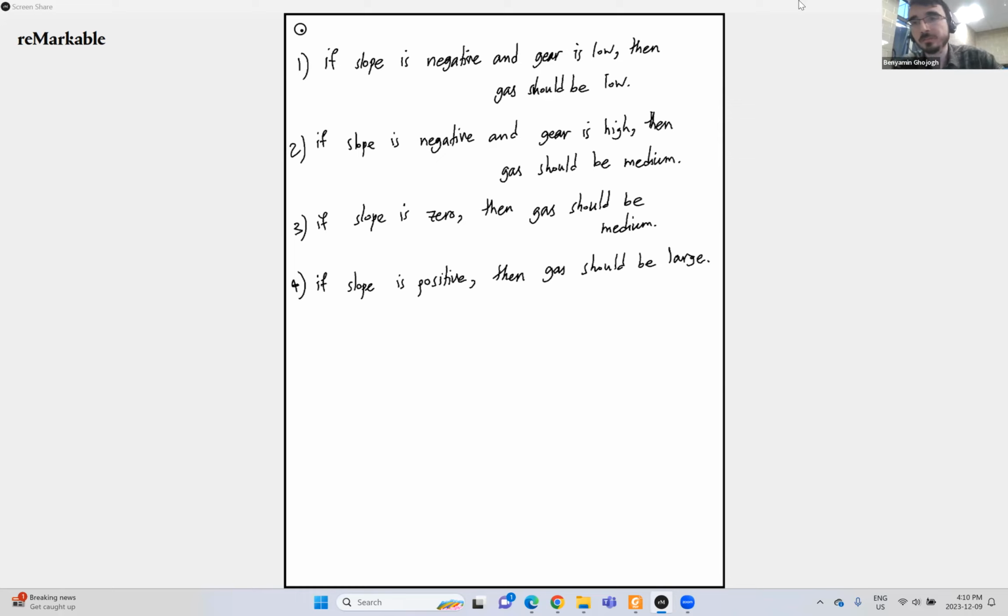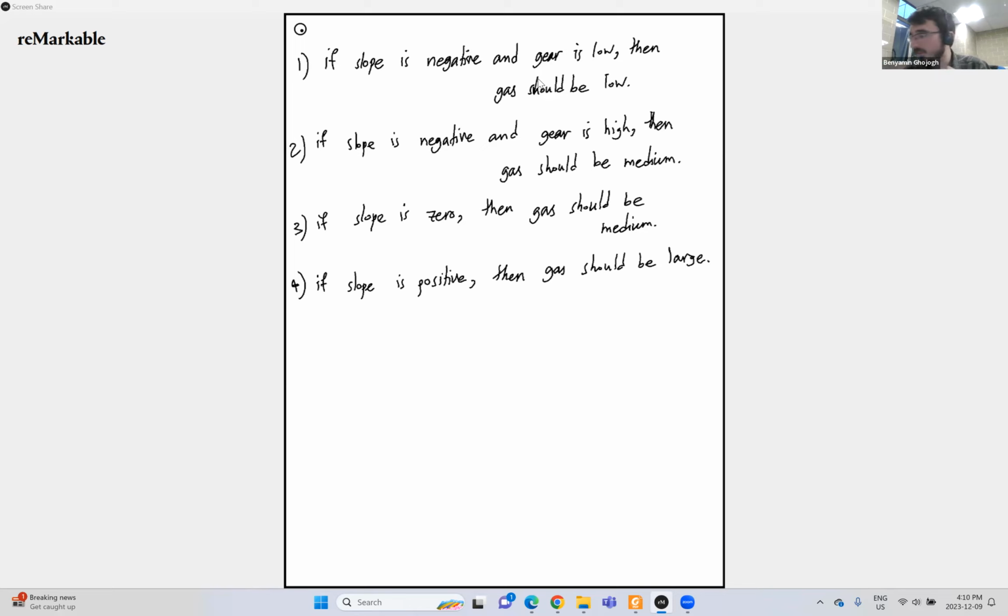So the road has some slope. The rules are if-then, and the rules might have several inputs and usually one output, right? For example, if slope is negative, this is the rule in the expert's mind. If a slope is negative and gear is low, then gas should be low. So how much you should push the gas pedal, I mean, gas should be low. And the gear can have several values, gear low, high.